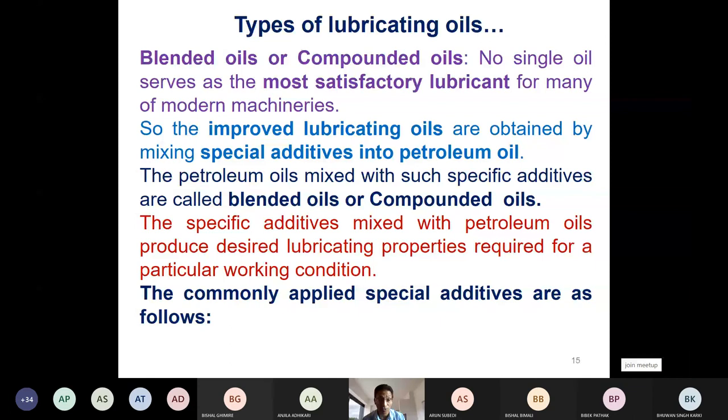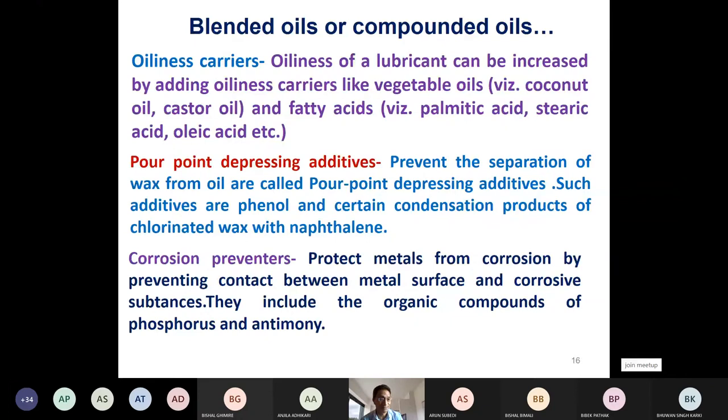The commonly applied special additives are as follows. What type of substances are to be added to make it function properly as a lubricant? Number one is oiliness carrier. This is an additive that has to be mixed with petroleum oil. The oiliness of the lubricant can be increased by adding oiliness carriers like vegetable oil, coconut oil, castor oil, and fatty acids like palmitic acid, stearic acid, and oleic acid. By mixing these additives, the oily nature of the lubricant can be increased.